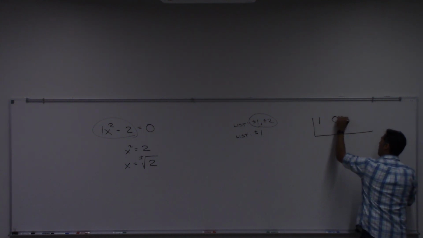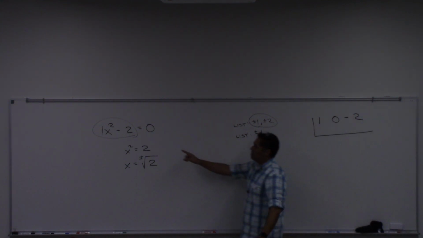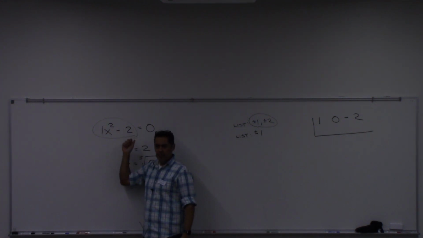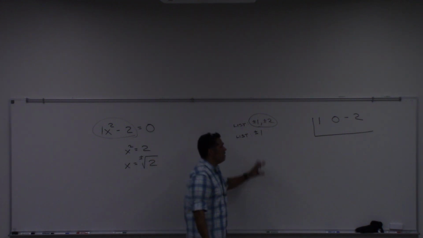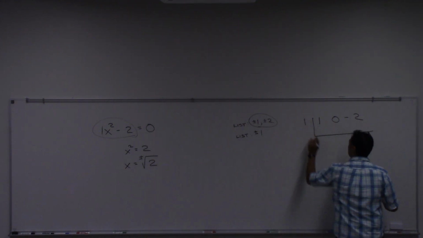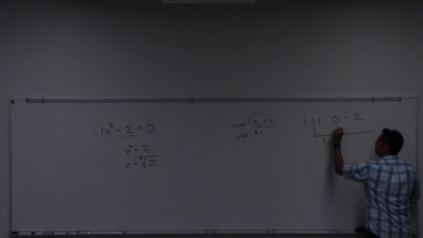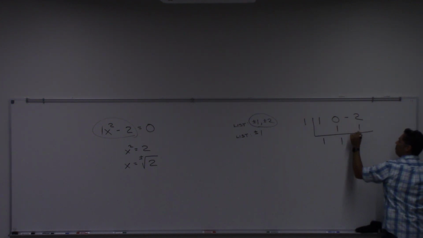1, 0, negative 2. Why is there a 0? Because it's missing an x term, right? It's missing an x term. 1, 0, negative 2. Got it? Let's try our numbers. See if 1 works. I'm going to go very fast. Does 1 work? No, 1 doesn't work.